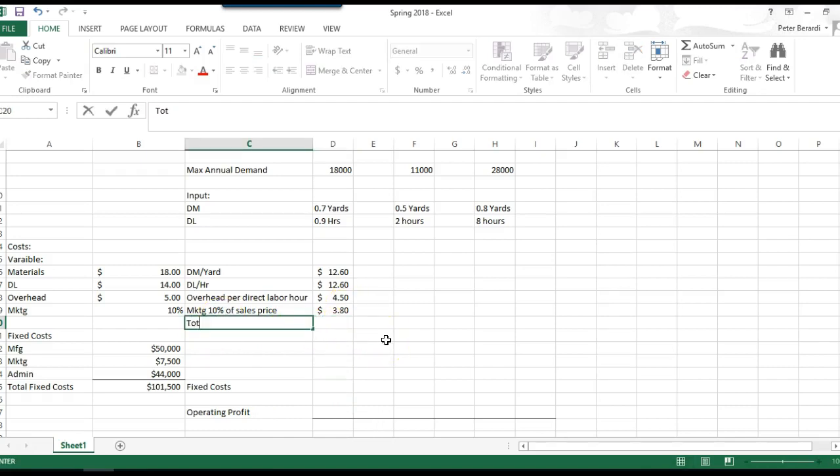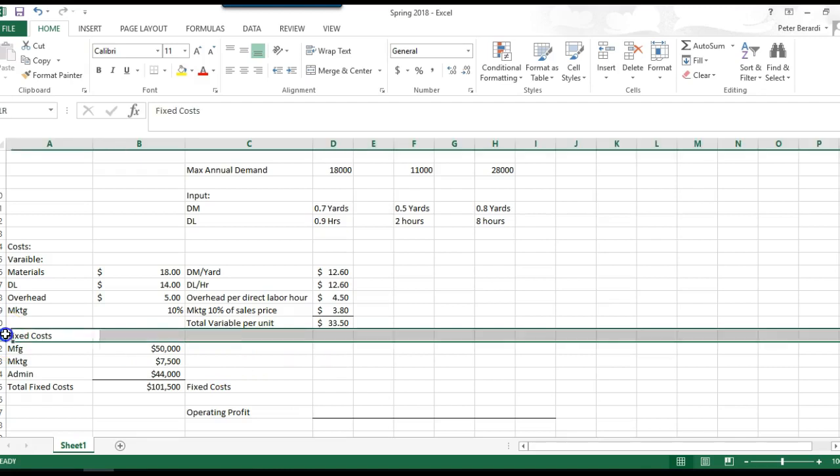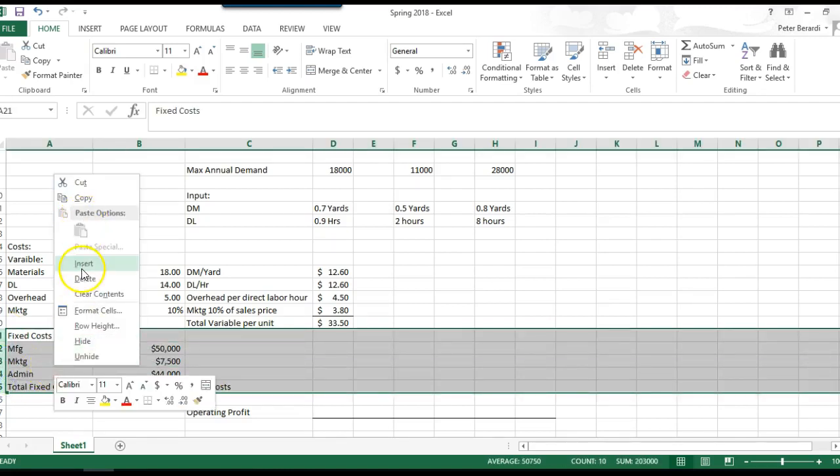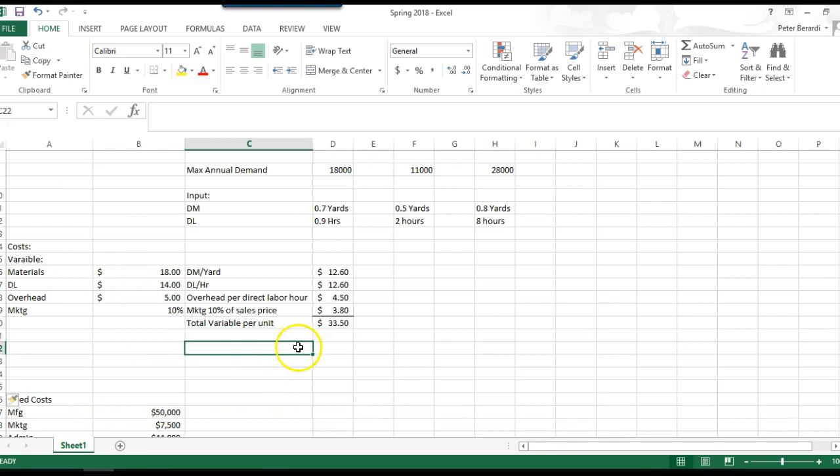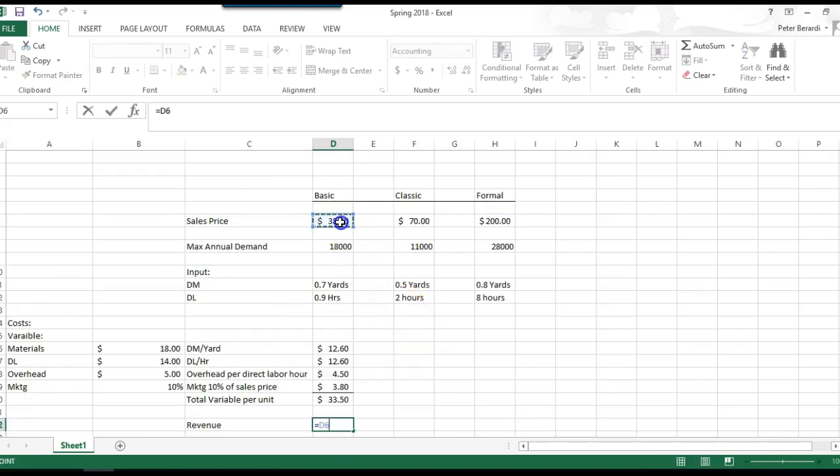So our total variable costs per unit is the sum of these. So let's calculate a little contribution margin. Our sales or revenue is simply the sales price times the demand.